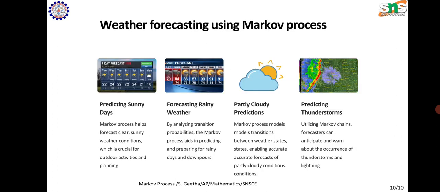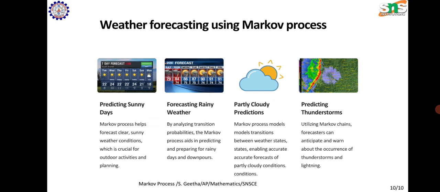Weather forecasting using Markov process. Predict sunny days: Markov process helps forecast clear sunny weather conditions, which is crucial for outdoor activities and planning. Forecasting rainy weather: by analyzing transition probabilities, the Markov process aids in predicting and preparing for rainy days and downpours.